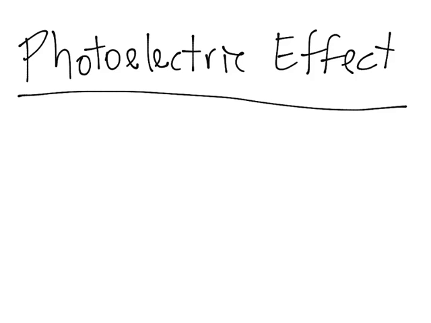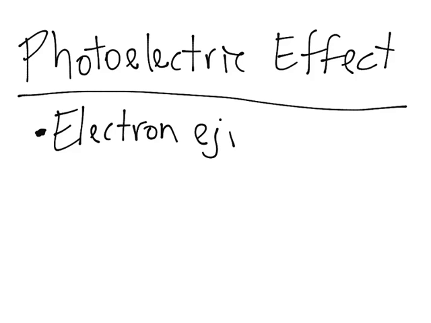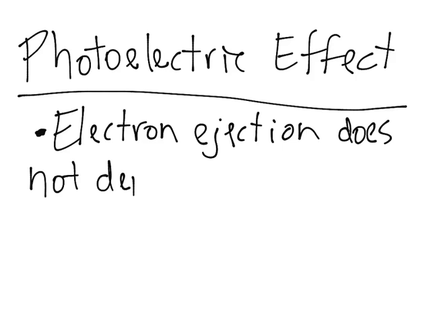So the photoelectric effect is a little bit more complicated than what I will explain, but I want to keep it simple, so I won't explain all its details. There's basically two things you should know about it. The first thing he found was that electron ejection does not depend on light intensity.